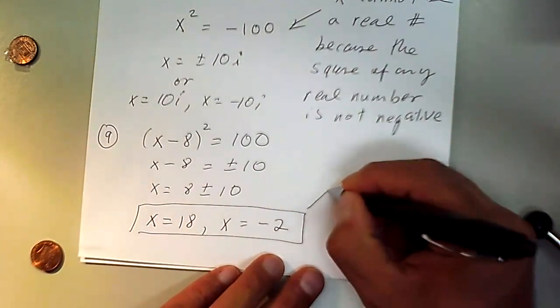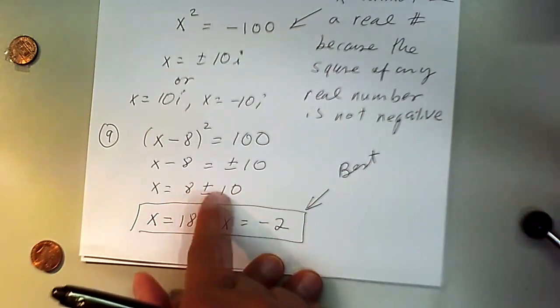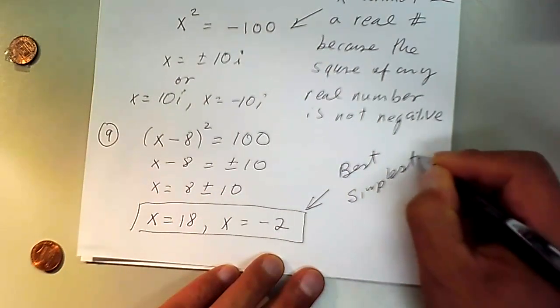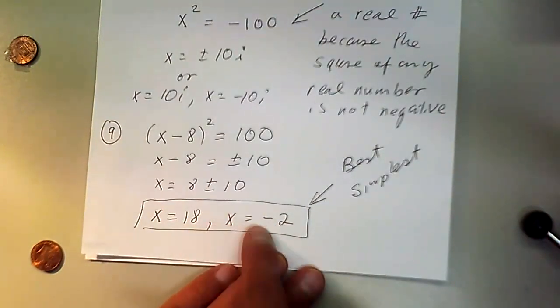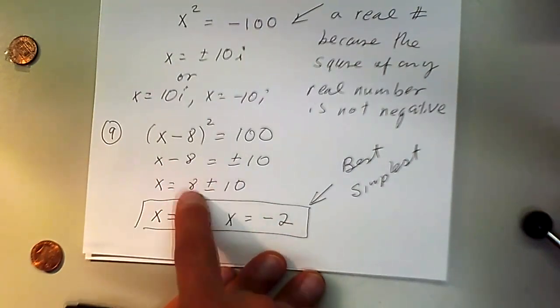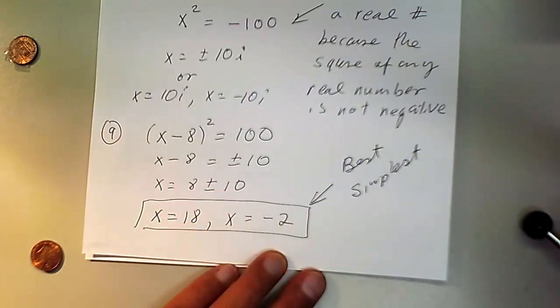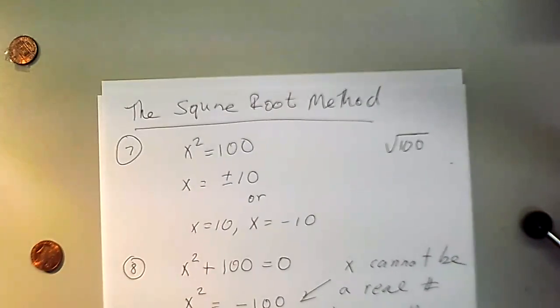We will label this as the best way to write the answer, the simplest and best. So we're going to call this best if we can combine the two, or simplest, because it is simpler to put down 18 and negative 2, even though those are two numbers, than 8 plus or minus 10. Here we have to perform computations in order to figure this out.